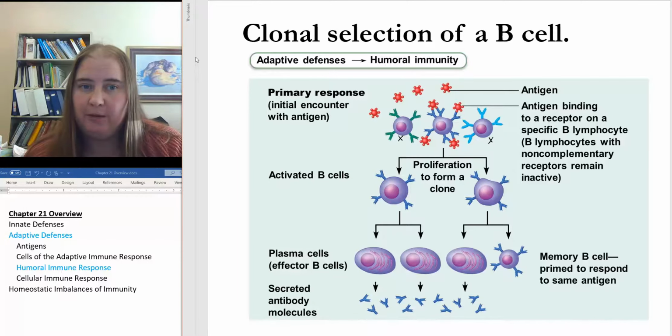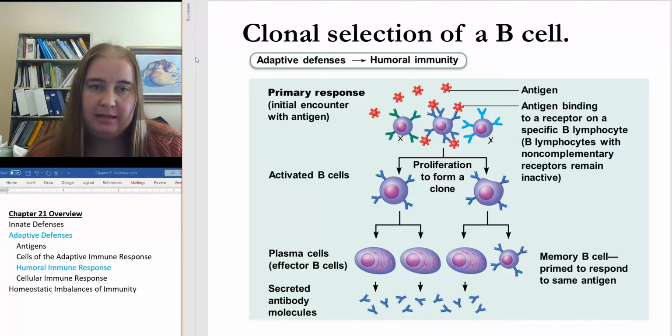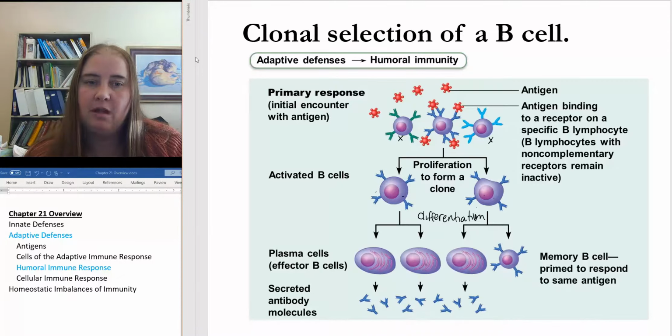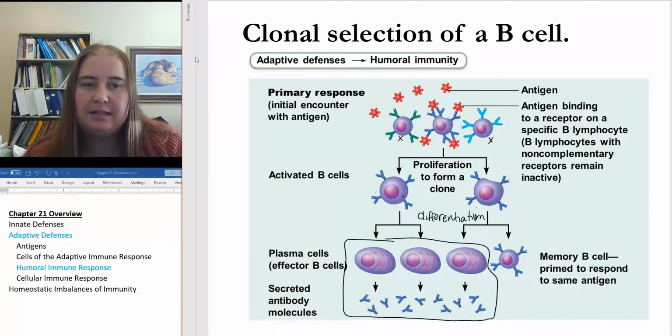We get proliferation. So this cell becomes 2 cells, and these 2 cells become 4 cells, and 4 cells become 8, and 8 becomes 16, and so on and so forth. And then these activated B cells undergo differentiation. So from here to here is differentiation, where the majority of the cells become plasma cells, and a small portion of them become memory cells.